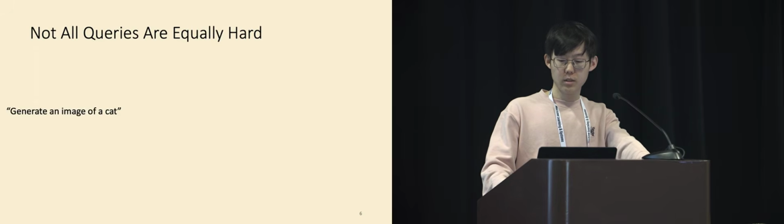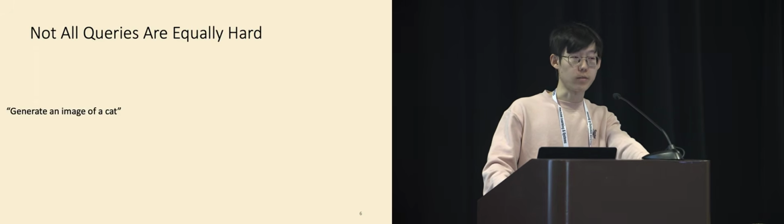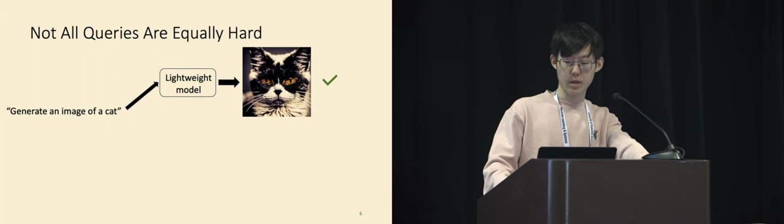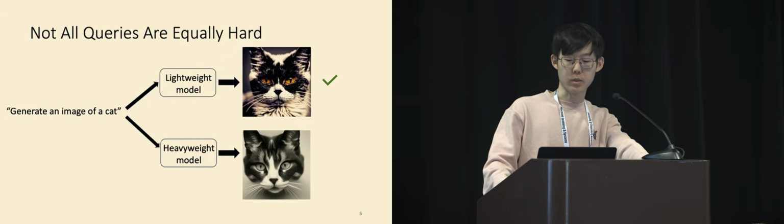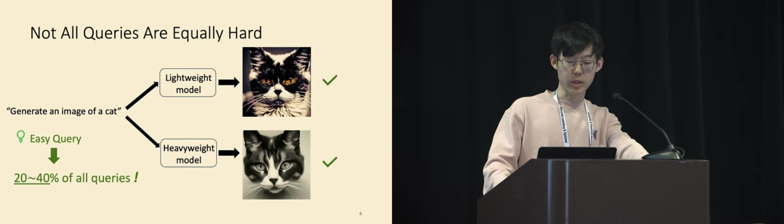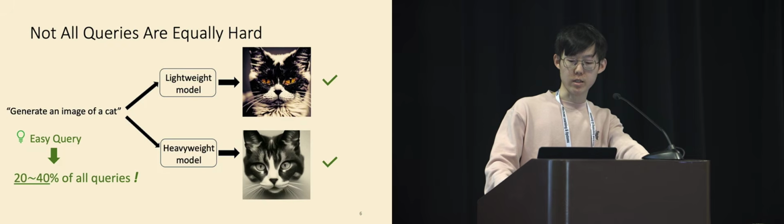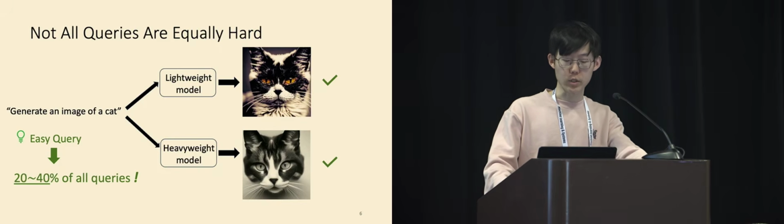On the other hand, simple prompts like "generate an image of a cat" can be handled well even by a lightweight model. In fact, the real difference is minimal, and these are considered easy queries. In our experiments, we observed that 20 to 40% of the queries are easy queries, for which the lightweight model will generate images with comparable or even better quality than the heavyweight ones. So using them smartly can greatly improve the efficiency without hurting the response quality.